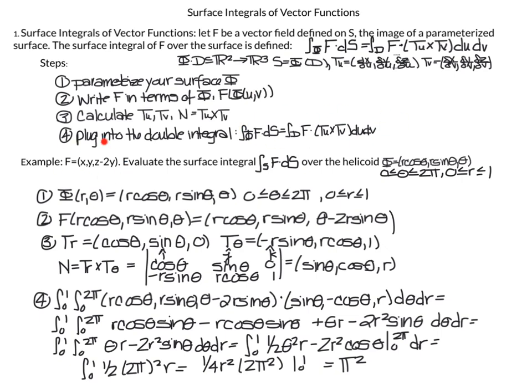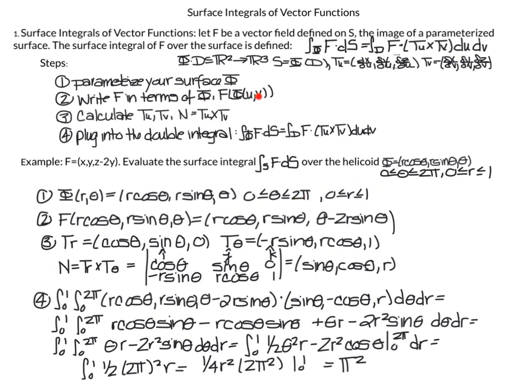We use this here, this vector field x, y, z minus 2y, and we integrate it over this helicoid, phi equals r cosine theta, r sine theta, theta, with theta going between 0 and 2 pi, and r going between 0 and 1 as our example. The first step was to parameterize our surface phi, which was given to us in this example. So we have phi of r, theta is equal to r cosine theta, r sine theta, and theta. Theta between 0 and 2 pi, r between 0 and 1.